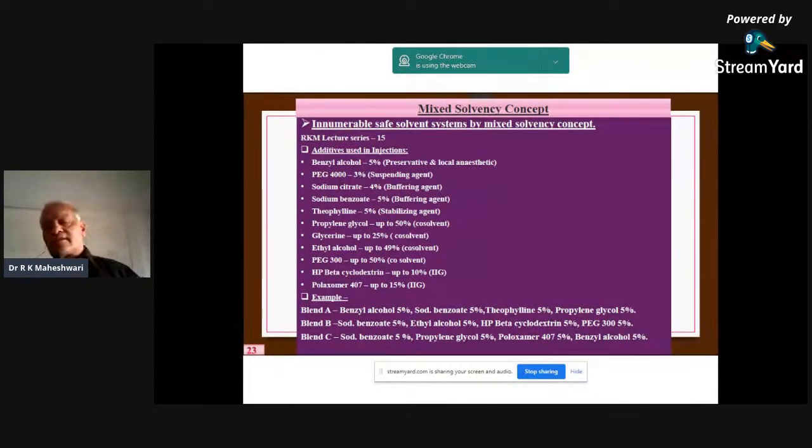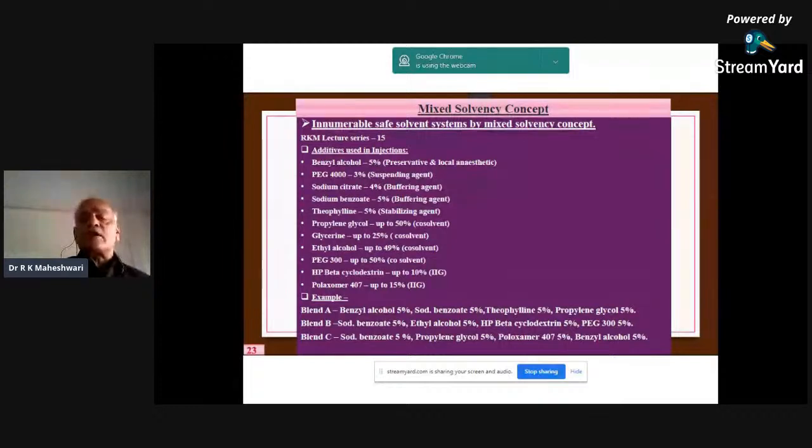This is another blend. It has different solubilizing power. Blend C: sodium benzoate 5%, propylene glycol 5%, flux output 5%, benzyl alcohol 5%. This is the third blend. All of A, B and C will demonstrate different solubilizing behavior for different solutes. In this way, by permutation and combination, you can make innumerable safe solvent systems.